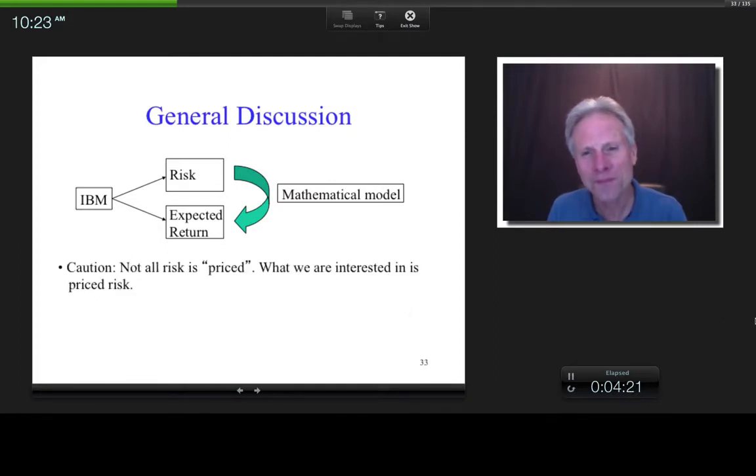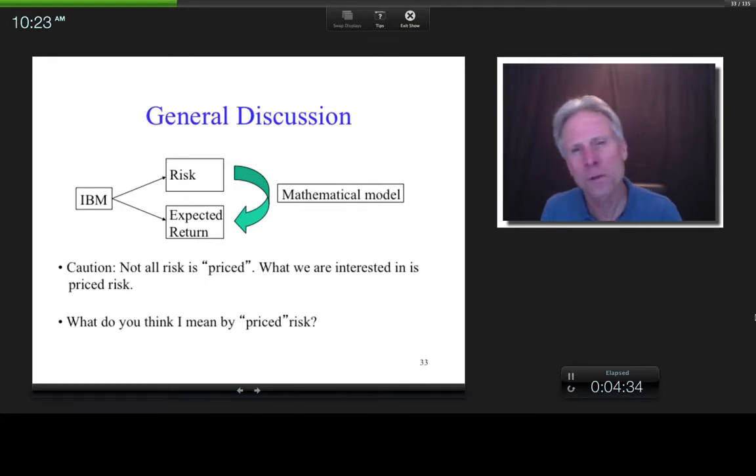Now, by the way, not all risk is priced. And what we care about is price risk. Now, what do you think I mean by price risk? Well, when we get back to the sentence, well, yeah, I'll take on more risk, but it's going to cost you. I'm going to require higher returns. Is that like a pricing sentence? It is, right? I mean, it's similar to this.